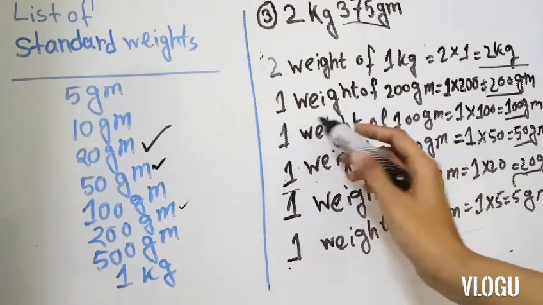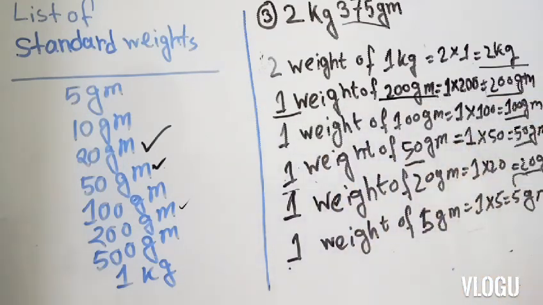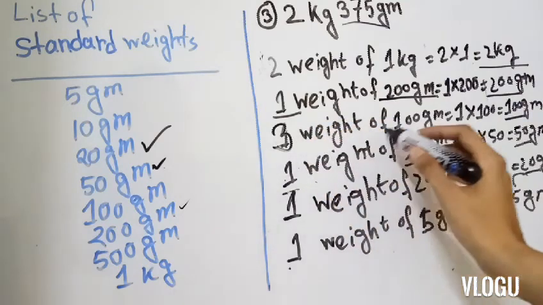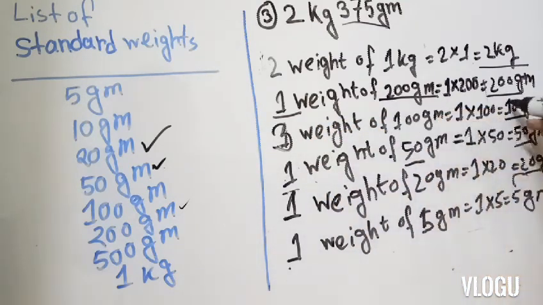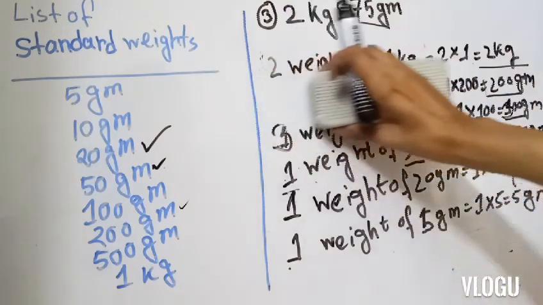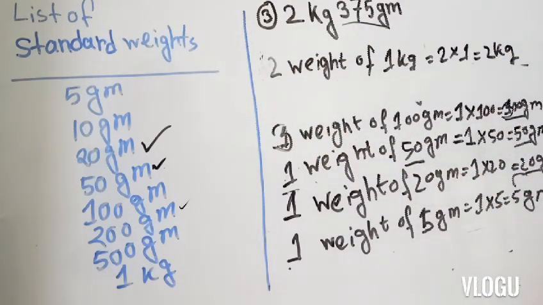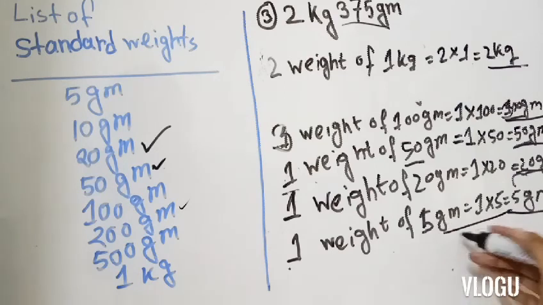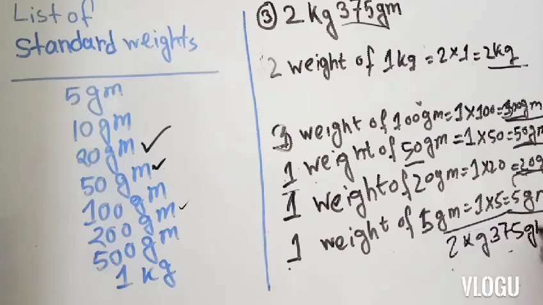Instead of taking 1 weight of 200 gram, we can take 3 weight of 100 gram. Then I will rub the board. If we add this also, 2 kg, 300 gram, 350 gram, 370 gram, 375 gram. We also get here 2 kg, 375 gram. In this way you can solve this math.